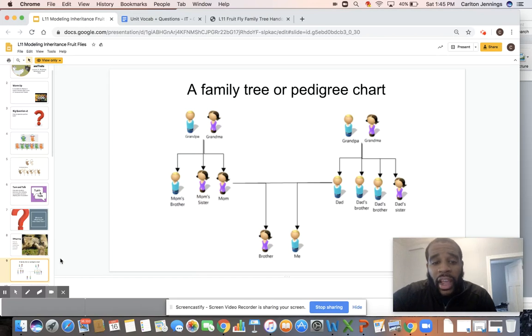This is our first family tree. In this family tree, on the left side we have mom's side, and on the right side we have dad's side. So here we have mom's side, and on this side we have dad's side. We have mom, dad, and then you have your brother, and then me. So this tells us what we're going to look like.